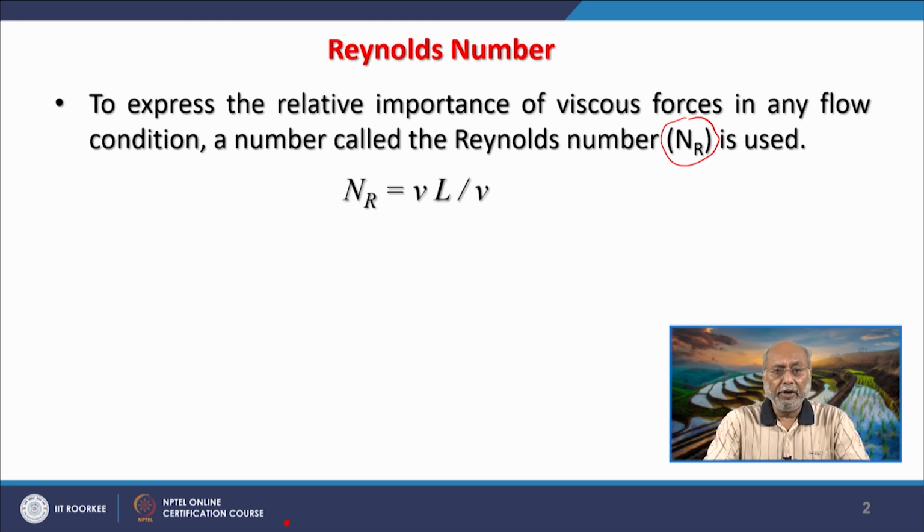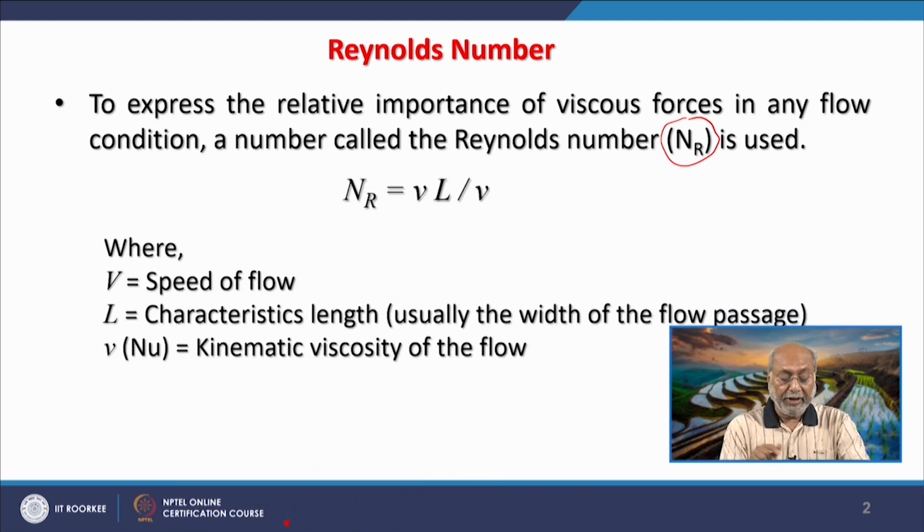So, N_R equals V L upon nu. Here one is nu and not V, and the other V is the speed of flow. Nu is the kinematic viscosity of the flow, V is the speed of the flow, and L is the characteristic length. Generally L is denoted with uppercase L, and it might be the width of the flow passage.